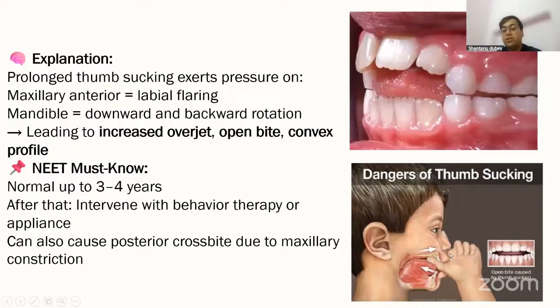Look at this picture. The premaxillary part goes forward, the mandible is pushed backward. So a convex profile develops up to 3 to 4 years. It is normal. Beyond that, it's a habit that we have to get rid of. Increased overjet, open bite, and convex profile are usually seen.